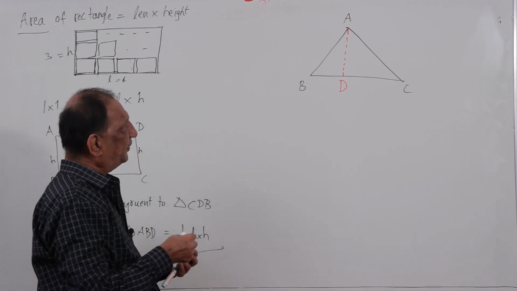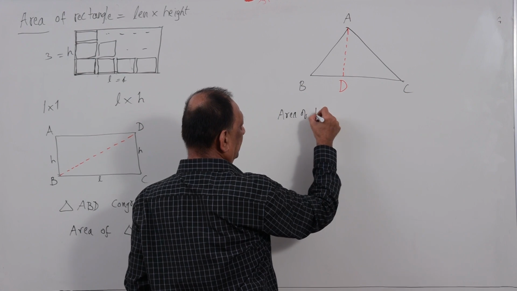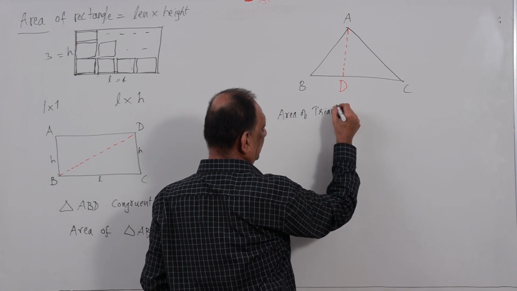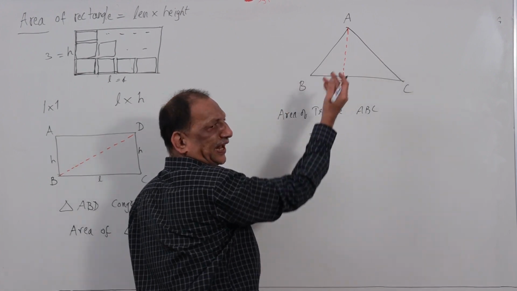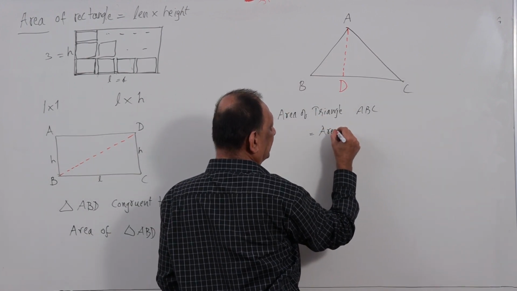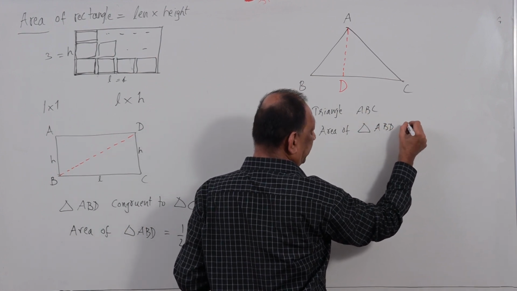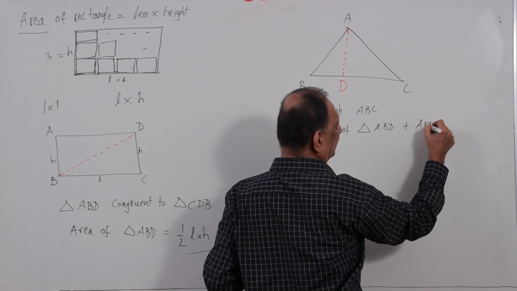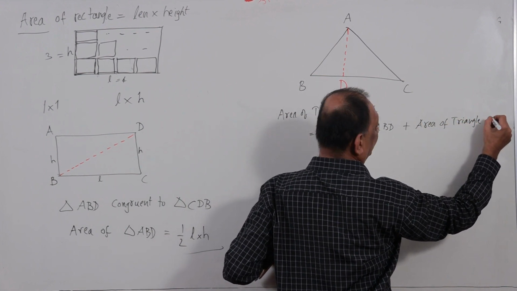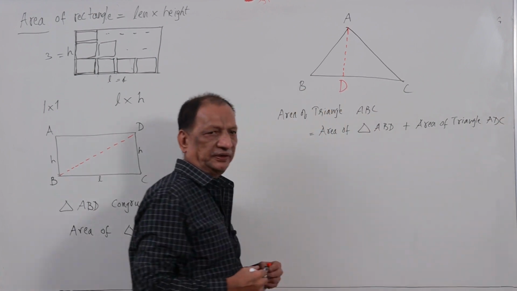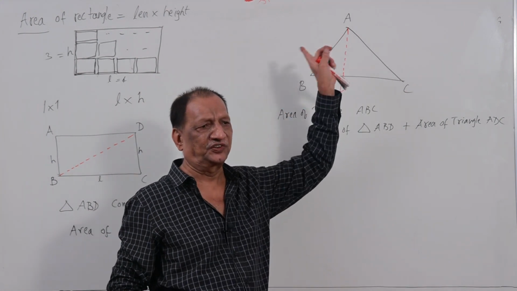So what is the area of triangle ABC is what we wanted. Is now I got two other triangles here. Area of triangle ABD plus area of triangle ADC. Correct? I got two right angle triangles. I add the areas of these two, I get the area of the original triangle.